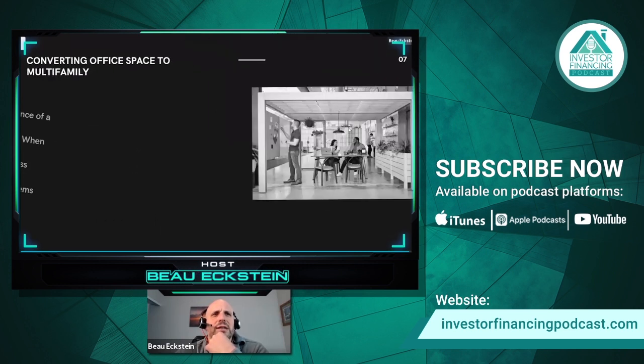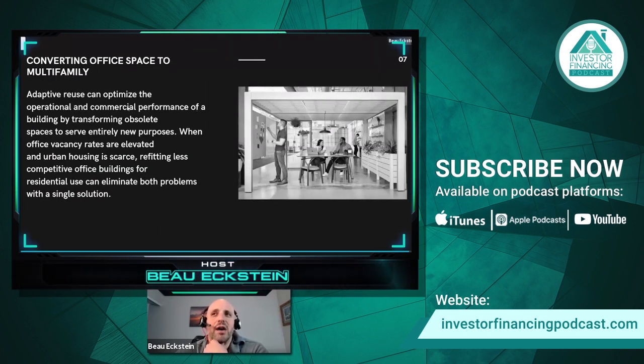So let's tie this in with, of course, office space. These older downtown office buildings are a great fit for adaptive reuse projects to convert to multifamily. Usually they're well situated, and overall the shell of the buildings is a good fit for conversion into multifamily.